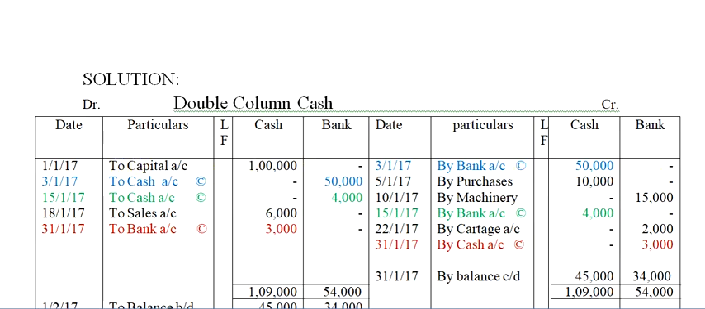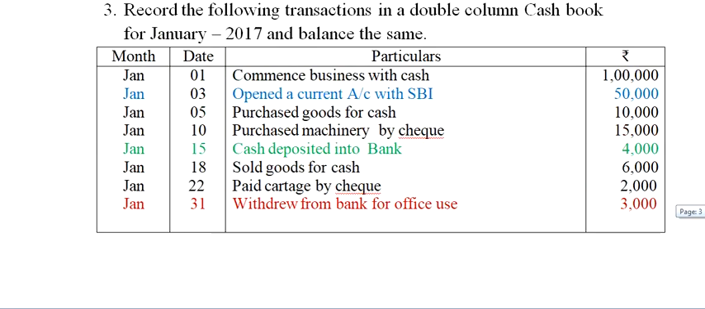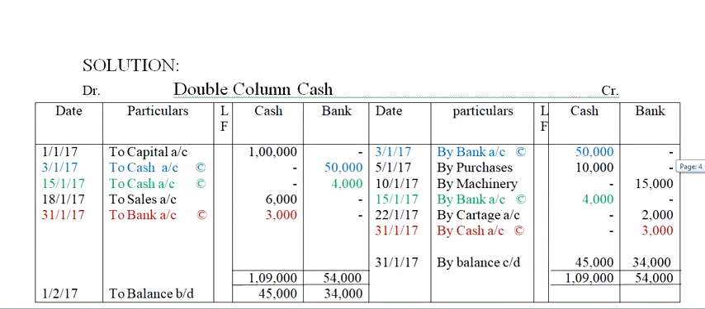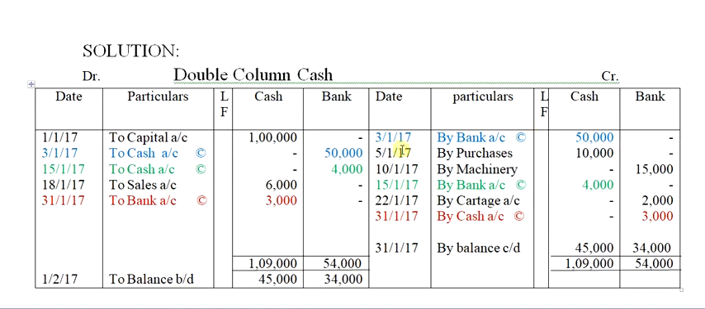Bank balance is nil now. See the second point given here. On Jan 3rd, opened a current account with the SBI 50,000. When we open a current account in the SBI, automatically our cash balance reduces. At the same time our bank balance increases. On 3/1/2017, what is decreasing? Our cash is decreasing. Where is it moving? To the bank. By bank account contra entry 50,000.